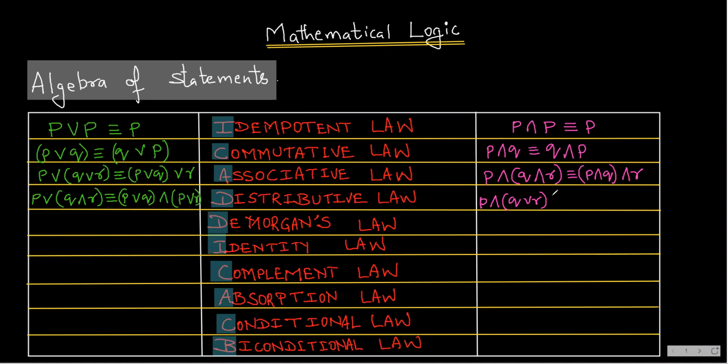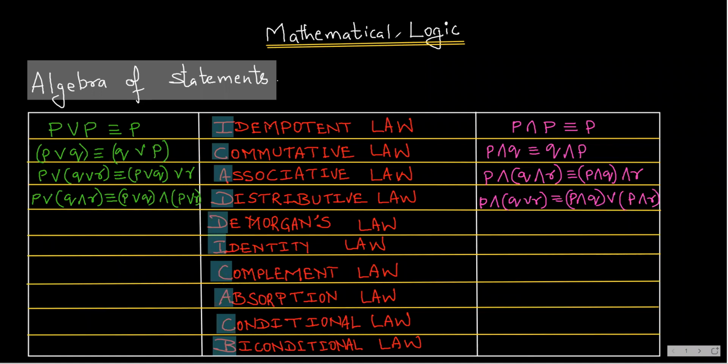So we'll see here P and Q or P and R. This is the distributive law. After this, we have De Morgan's law. Let's go for De Morgan's law.